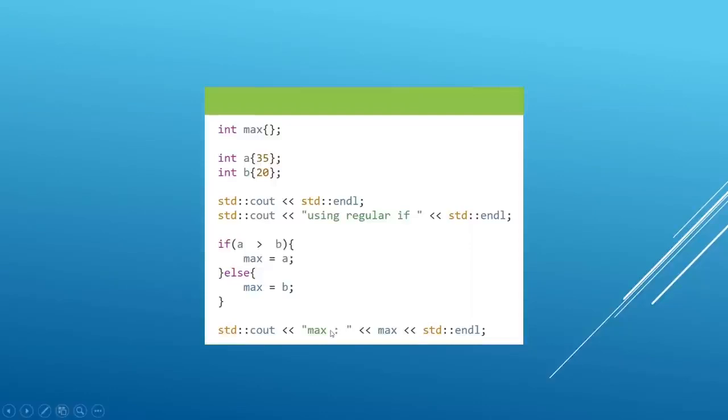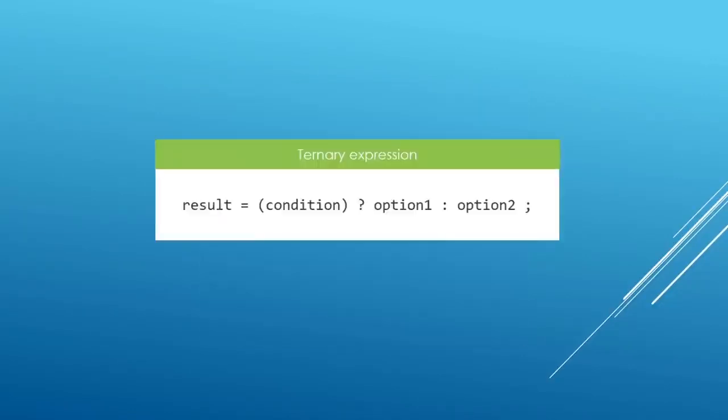If we do this, we're going to get whatever is the maximum between a and b to be printed out on the console, and this is going to work really well. But we can also use a ternary expression, and a ternary expression looks like this. It starts with a pair of parentheses. You're going to put your condition inside the parentheses. You're going to follow that with a question mark. You're going to put your option 1, and after that, you're going to put a colon and option 2. And because this is a statement in C++, we're going to end this with a semicolon.